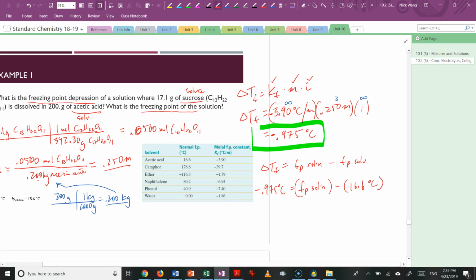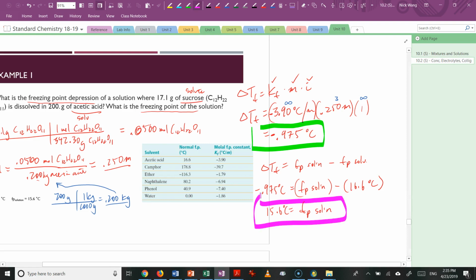That again is what this chart will give me because I wouldn't know the freezing point of acetic acid otherwise. That's my solvent. All right, go ahead and solve for your unknown here. That's the freezing point of your solution. And then you'll find that the freezing point of your solution is going to be what you just calculated. So it's going to be 15.6 degrees Celsius. And that's your final answer for the second part.